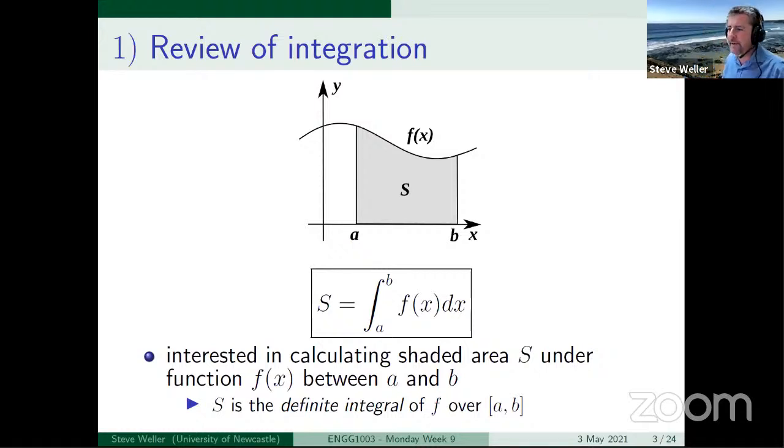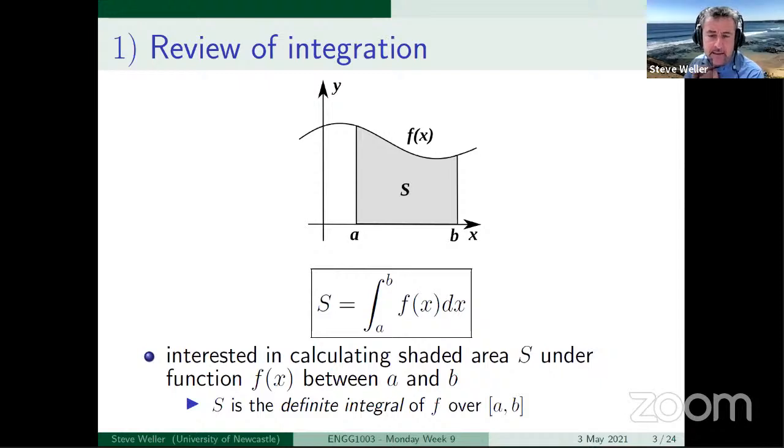So just a review of what we mean by integration. At the top of this slide three, you'll see a function f(x) and a shaded area S. And that shaded area, the gray shaded area, represents the area under the curve f between the limits a and b. And a and b are called the lower and upper limits of integration. And so really, when I think of integration, I think it's almost synonymous with area. So whenever I want to compute an area, I need to perform the process of integration.